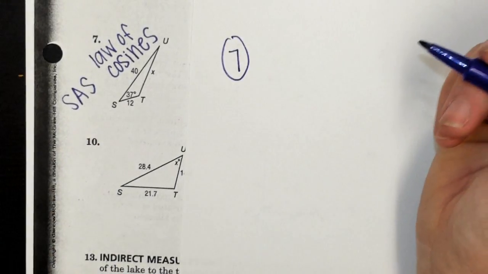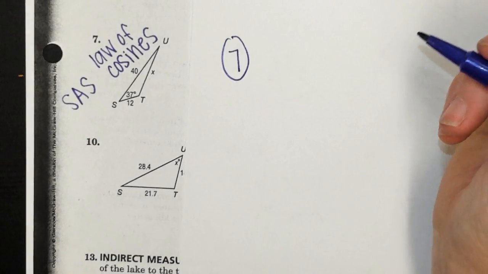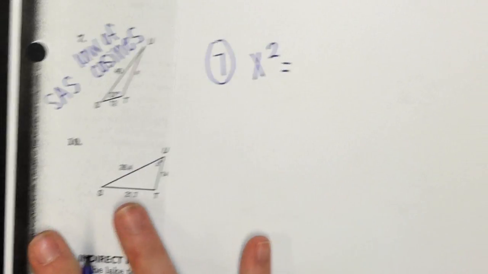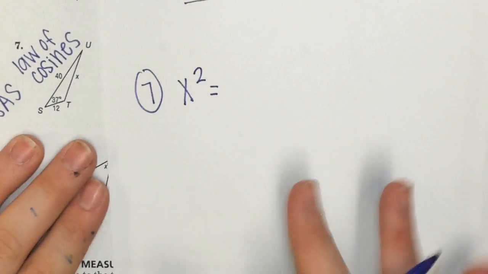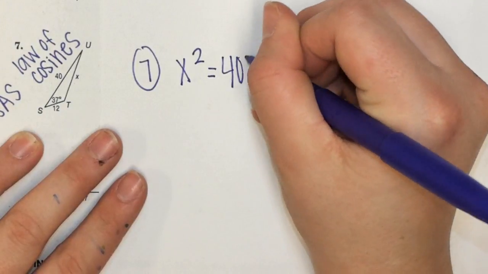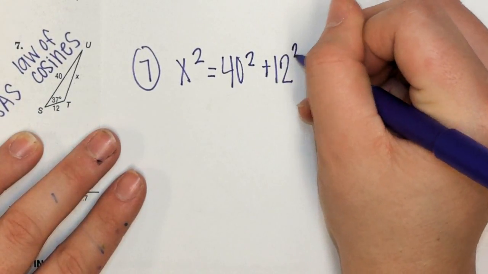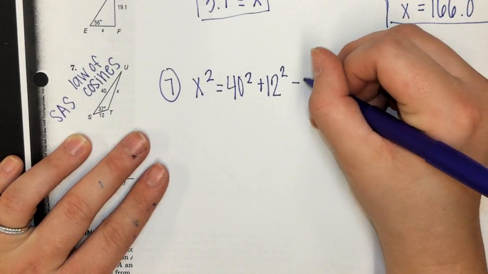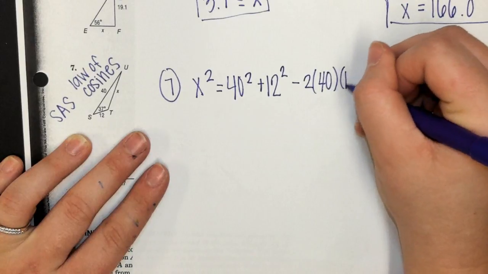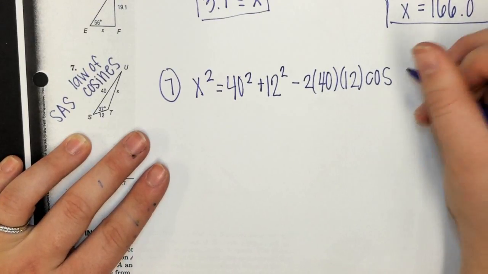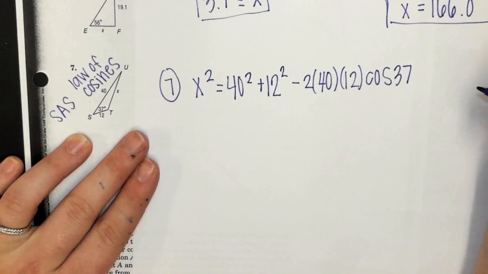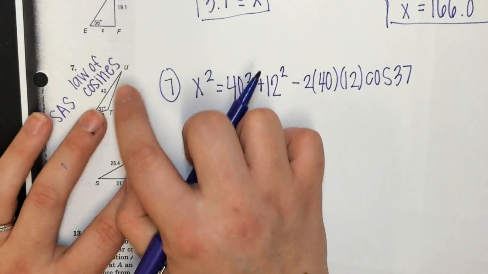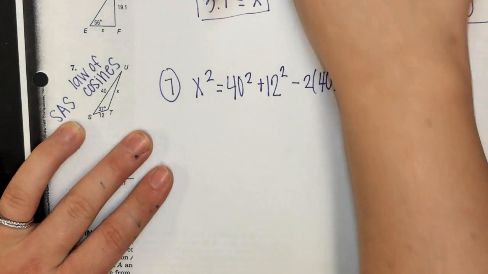What am I finding? X, so it goes outside, x squared. The other two sides are 40 and 12. It doesn't matter what order you put them in. So you would do 40 squared plus 12 squared minus 2 times 40 times 12 cosine of 37. Whatever's across from the angle, that's whatever you're finding, they have to go together. So if you're finding x, 37 has to be inside.